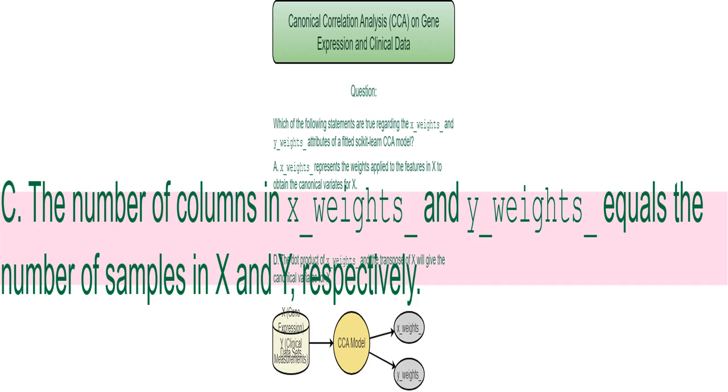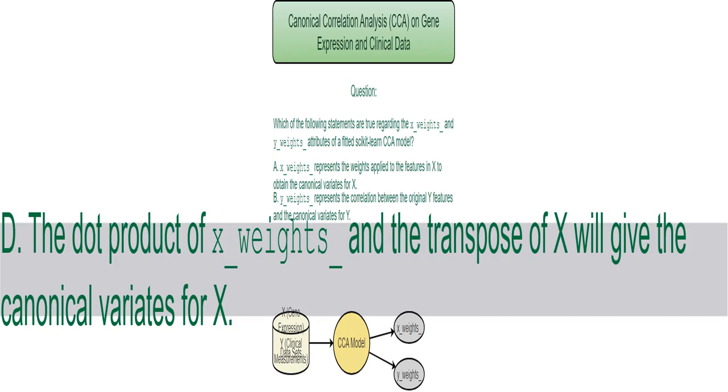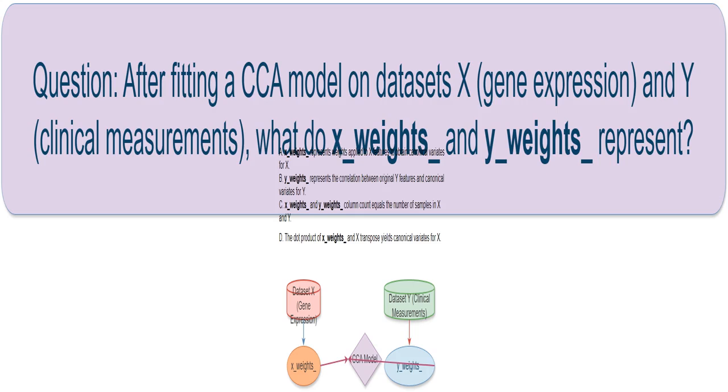This is wrong. The number of columns in x_weights_ and y_weights_ matches the number of features, genes or clinical measurements, not the number of samples, patients. This is absolutely correct. I take the x_weights_, multiply them element-wise by the transposed gene expression data, X, and the result is the canonical variates for X. It's like applying the recipe. I'll explain what each attribute means in the context of canonical correlation analysis, CCA.